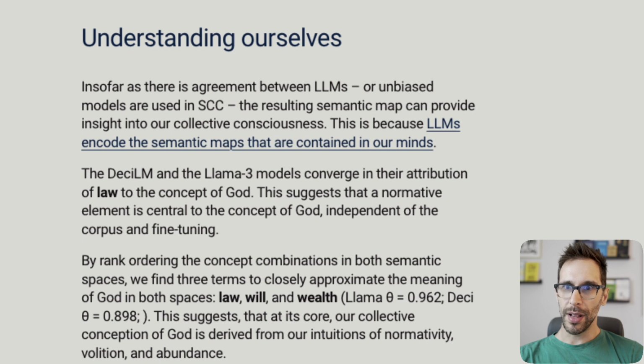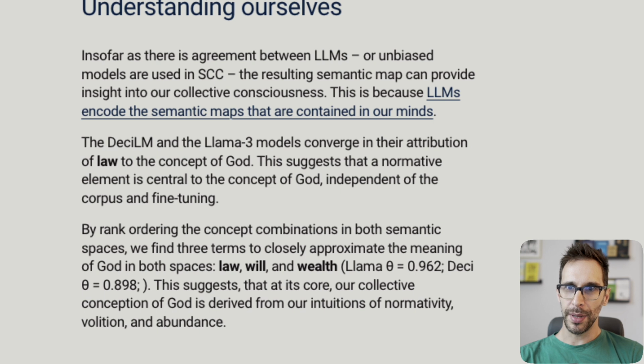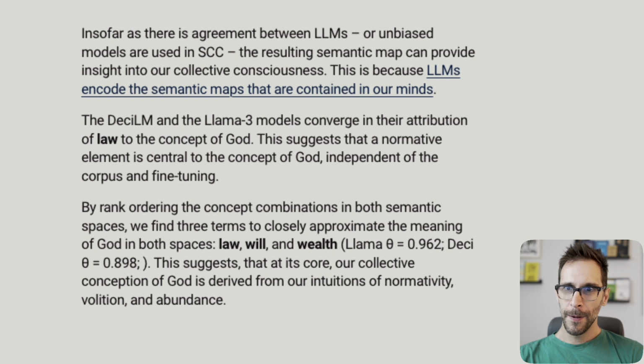This suggests, again, that a normative element is central to the concept of God, independent of the corpus and fine-tuning. By rank ordering the concept combinations in both semantic spaces, we find three terms to closely approximate the meaning of God in both spaces. They find law, will, and wealth. This suggests that at its core, our collective conception of God is derived from our intuitions of normativity, volition, and abundance. So let's say it's true that wealth means abundance and will means volition. Does law mean normativity or does law mean authority? Anyway, kind of interesting.